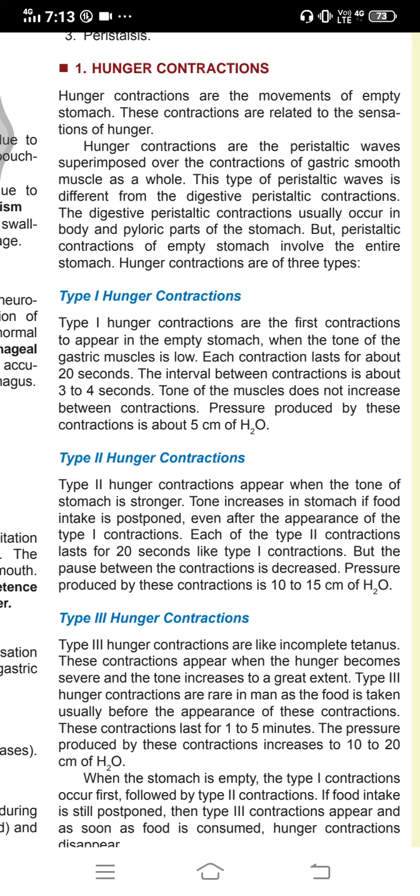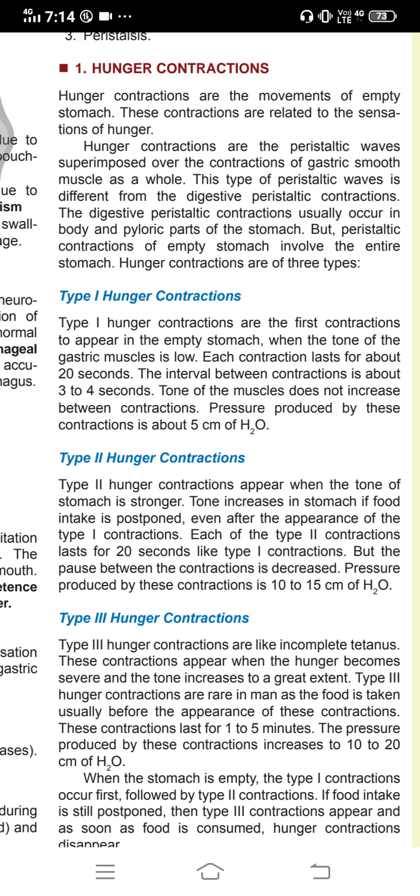Type 1 hunger contractions are the first contractions that appear in an empty stomach when the tone of the gastric muscle is low. Each contraction lasts about 20 seconds. The interval between contractions is about 3 to 4 seconds. Tone of the muscles does not increase between the contractions. Pressure produced by these contractions is about 5 cm of H2O.